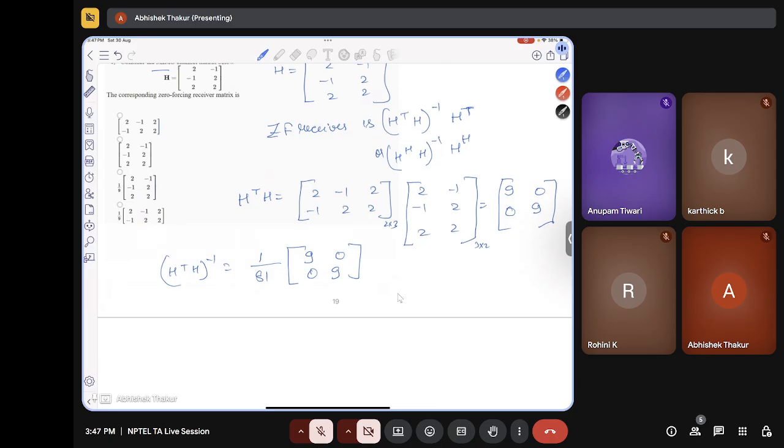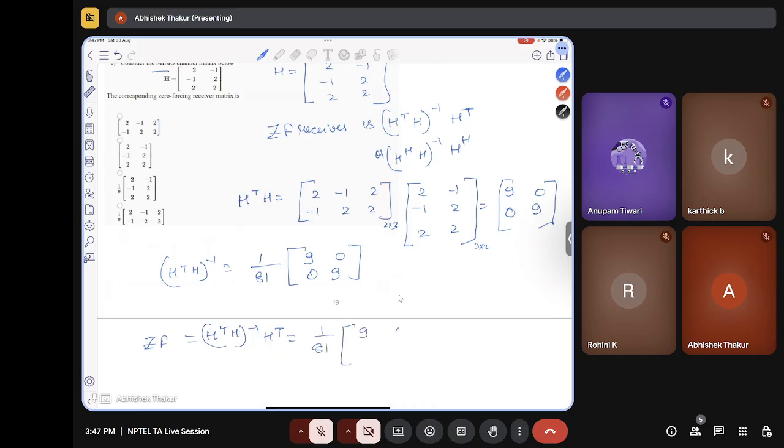So now we have to just multiply. So the ZF receiver is H transpose H inverse into H transpose. 2 minus 1 2 minus 1 2.